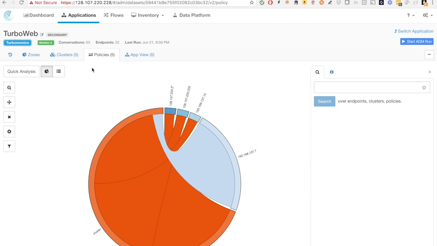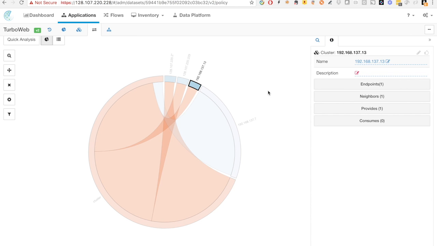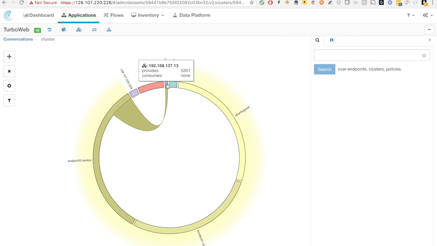In Tetration, it is extremely easy to gain visibility of application dependencies as well as flow. Let's take a look at the application side. So this is the endpoint 1 VM. If we click on the endpoint 1 VM, we can drill down to see the endpoint and its neighbors. If I click the cluster, we can identify the communication pattern between endpoint 1 and other VMs. Currently, endpoint 1 only talks to one of the VMs, which is the endpoint 2 CentOS.